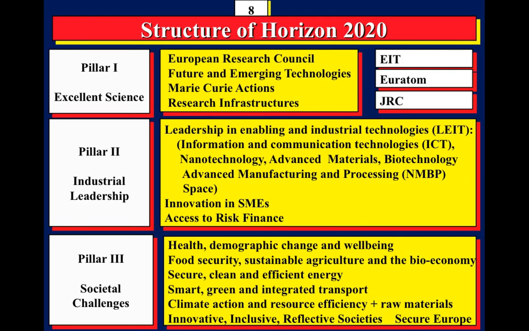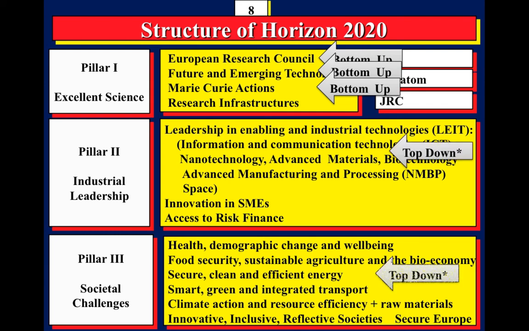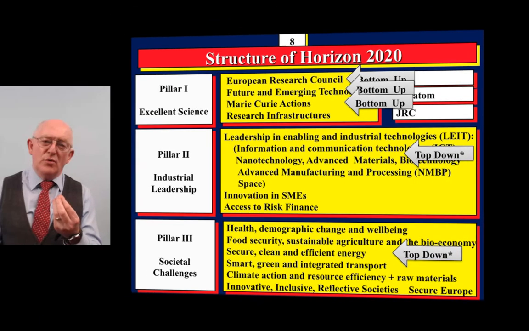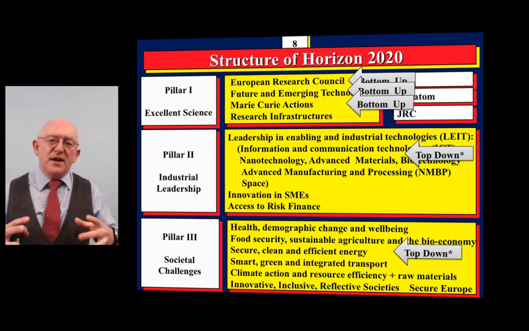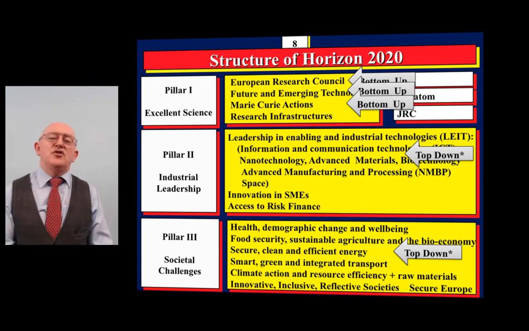So here we are with Pillar 1, Pillar 2, and Pillar 3. Now, Pillar 1 is defined, in political language, as a bottom-up program. That means the scientist is totally free to submit anything they like. So if you say, I can't find where I fit into Horizon 2020, everybody fits into Pillar 1. Pillar 2 and Pillar 3 are called top-down. In other words, when the Commission is designing the work program, the programs are designed to address specific European challenges. And I'm going to look at how these programs are designed in future modules.